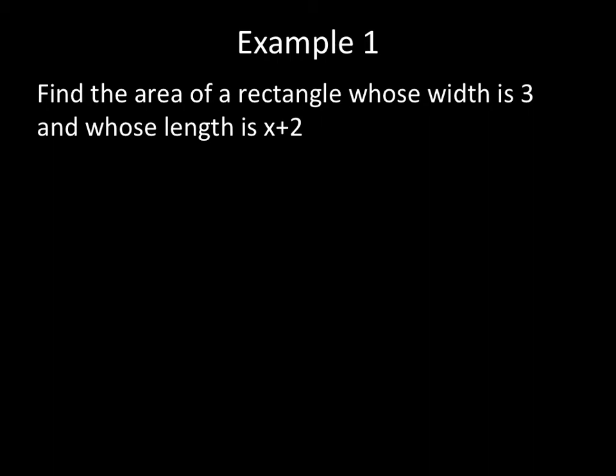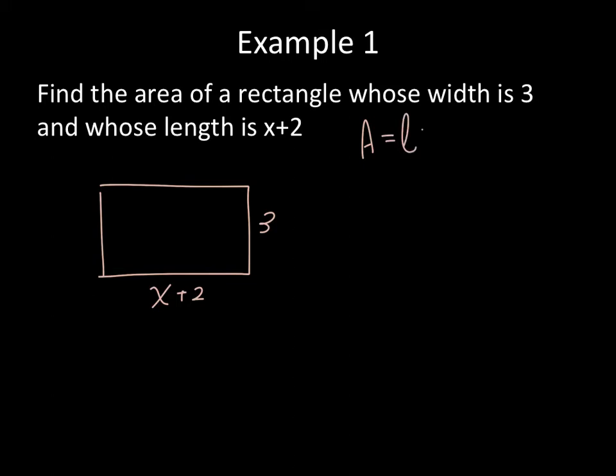For the first example, we're doing the same kind of thing we did last week, which is to find the area of a rectangle whose width is 3 and whose length is x plus 2. So the first thing I actually want to do is draw a rectangle and label the length and the width. So its length is x plus 2. Its width is 3. I usually just make the width be the shorter side. The area of a rectangle is given with the formula area is equal to length times width.